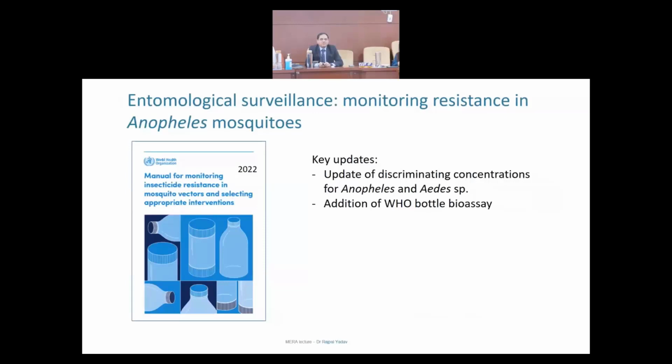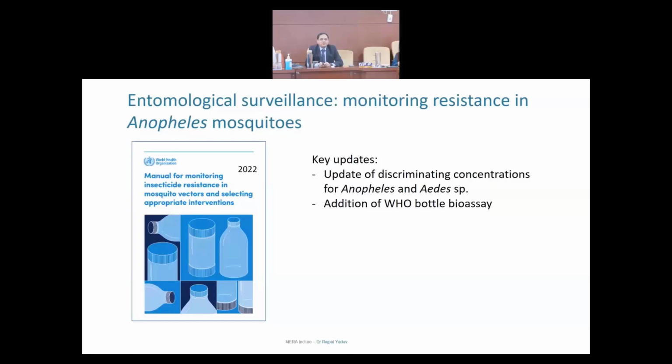So in 2022, that is last year, we revised and published a manual for monitoring insecticide resistance in Anopheles and Aedes and Culex mosquitoes. And in this manual, we have also explained what to do in case there is a resistance, to manage the resistance. So in this new manual, we have updated the insecticide discriminating concentrations for both Anopheles and Aedes mosquitoes. A discriminating concentration is the concentration that kills 100% of the susceptible mosquitoes, and this is the tool that is used to monitor resistance in laboratory.